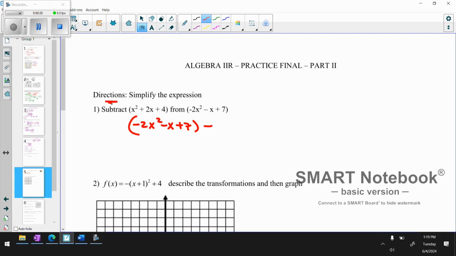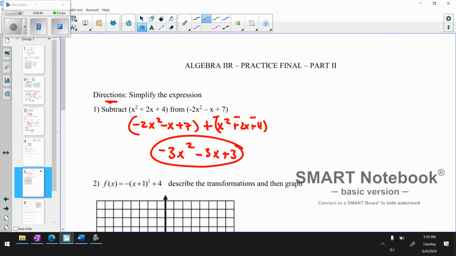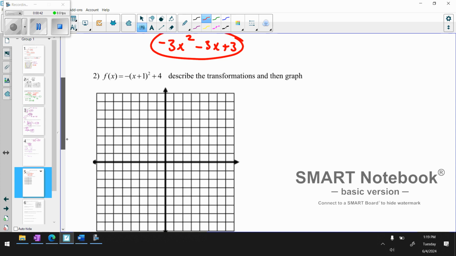Minus, subtract. Always draw a subtraction. That doesn't make sense, so it's got to go in the back. Then I'm going to do my state change switch. Find my terms. I get negative 3x squared minus 3x plus 3. Done.